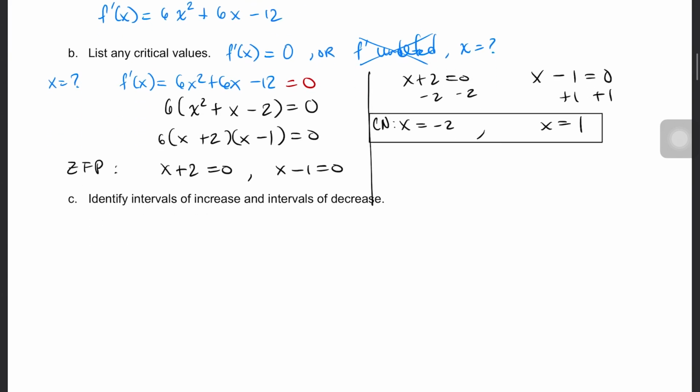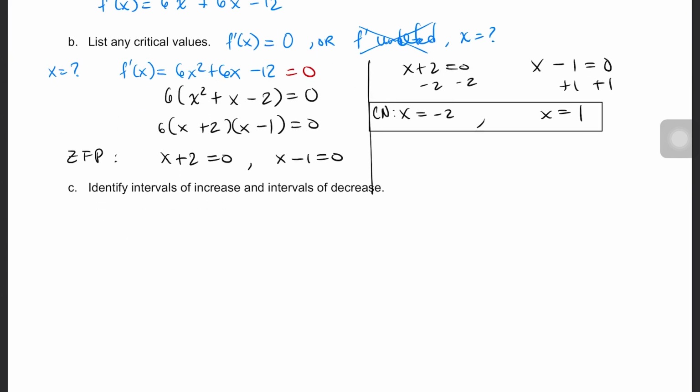Okay, all right. The next part is to find the intervals of increasing and the intervals of decreasing. For this, we're going to have to create a number line and use any critical numbers or any undefined values or any vertical asymptotes. In this case, we don't have any vertical asymptotes. We just have critical numbers. So let's go ahead and jump in and do a number line.